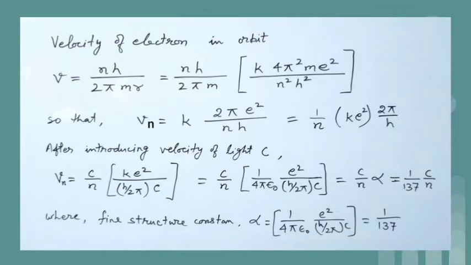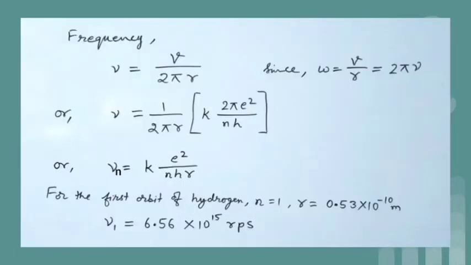The speed of the electron decreases by a factor n as we move away from the nucleus. Hence, the speed of the electron is maximum in the innermost orbit. After knowing the values of radius r and velocity v, we can also find the frequency of revolution of the electron around the nucleus. So, frequency nu is equal to v by 2 pi r.